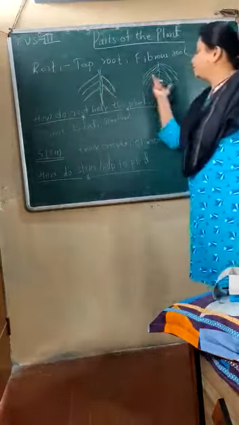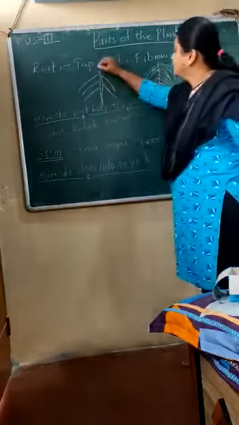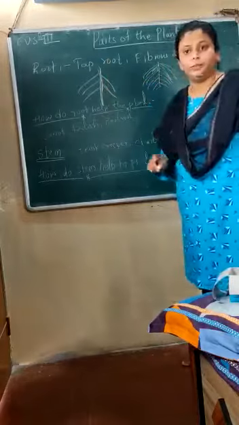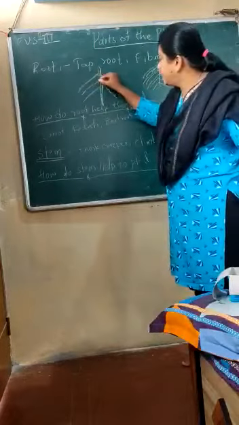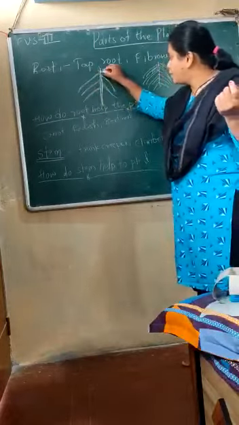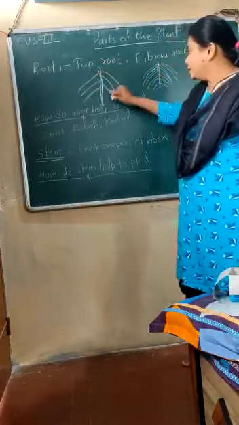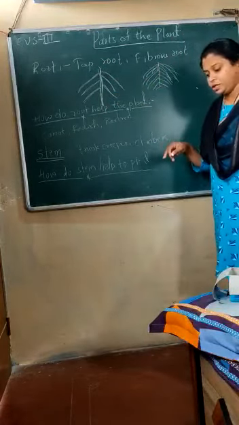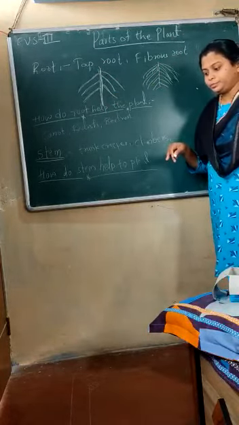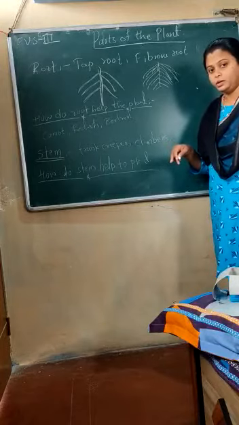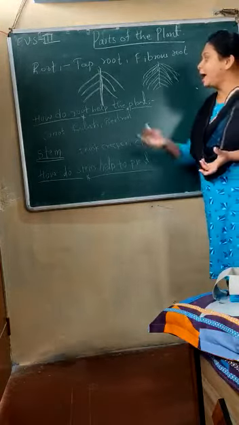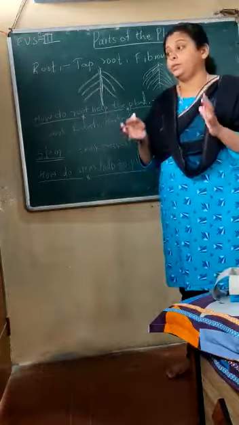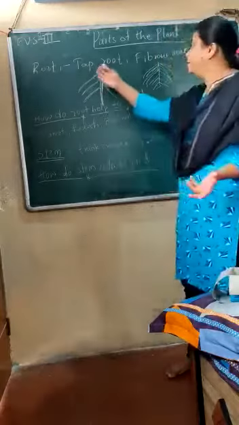As I have drawn on the board, tap root means there will be a long, thick and very strong main branch, and then on the sides very thin and soft branches will be there. This type of root is called taproot. For example, maize, jowar, spinach, okay, these have the taproot. Even the neem tree and mango tree have the taproot.